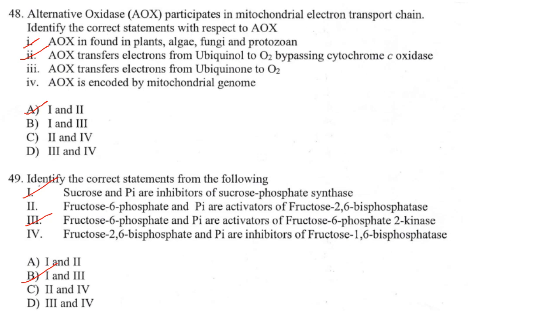AOX is found in plants, algae, fungi and protozoan. That is correct. AOX transfers electrons from ubiquinol to oxygen bypassing cytochrome C oxidase. That is also correct. AOX transfers electrons from ubiquinol to oxygen. That is not. But bypassing cytochrome C oxidase has also to be there. So 3 is not correct.